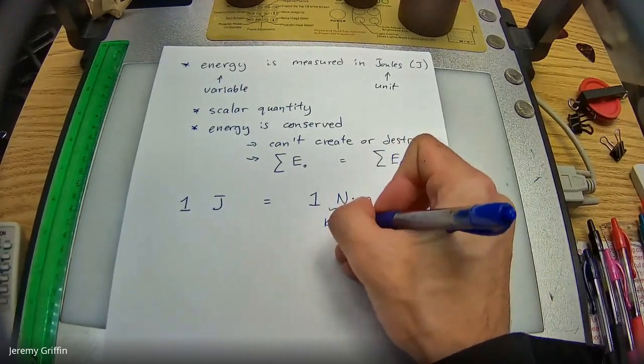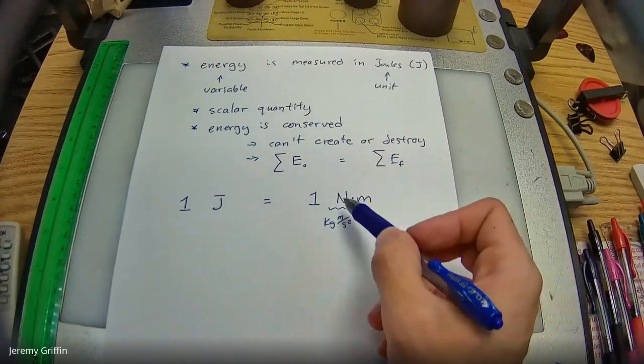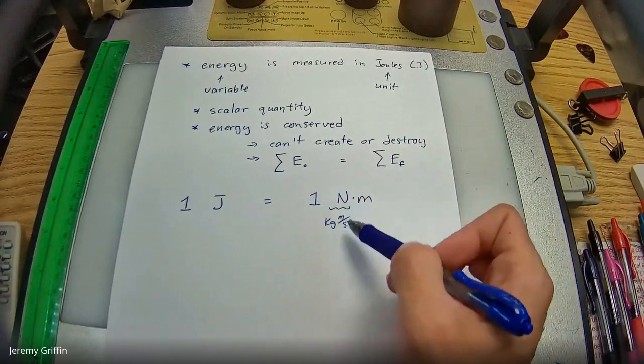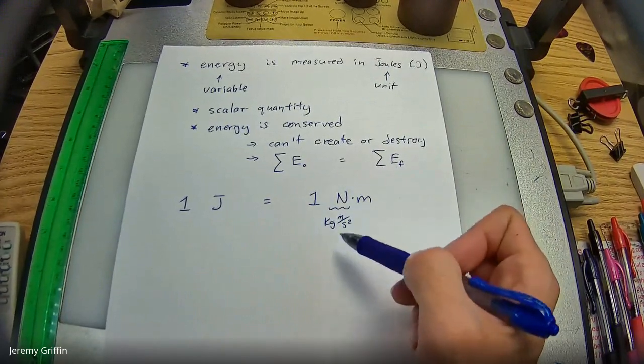Kilogram meter per second squared. Exactly, yeah. Because you guys remember Newton's second law of motion, F equals ma? Force, Newton, ma. Kilogram meter per second squared. Okay, so that's that, right?